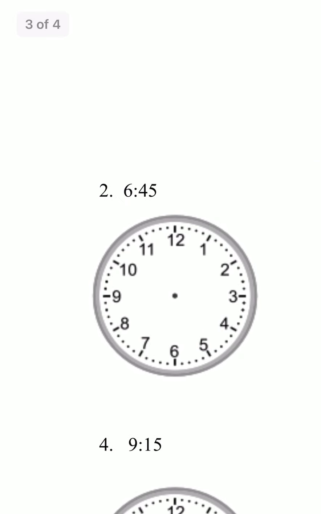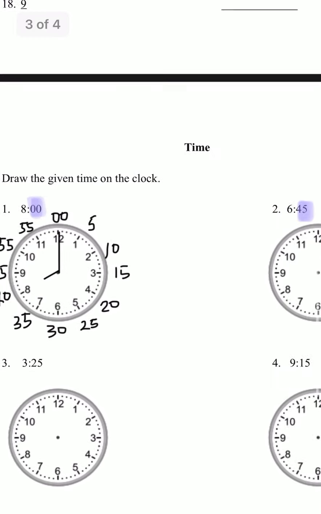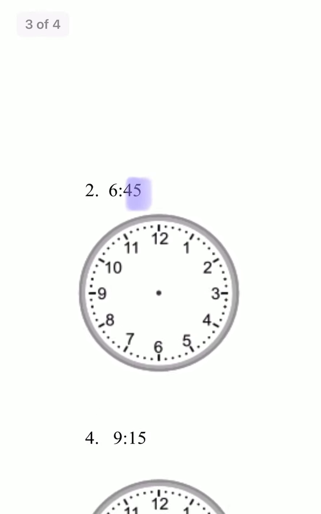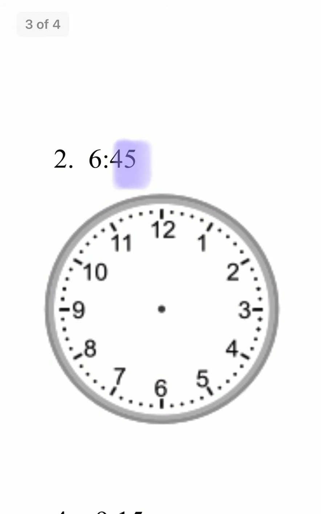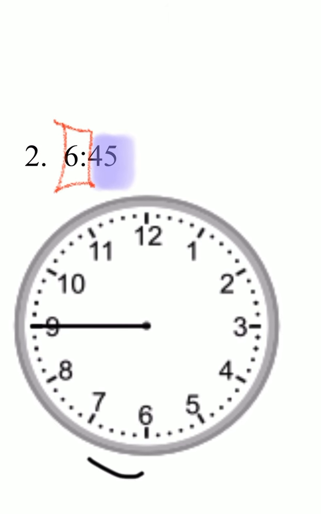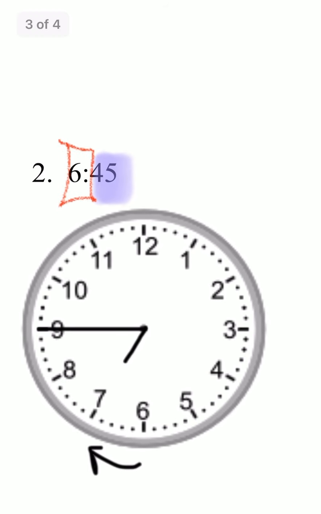Okay. Now we're going to do number 2. Here we have 45. So 45 is over here, which is 9. Our minute hand is going to point at 9. And we have 6. 6:45, so it's going to be between 6 and 7. Like that. Okay.